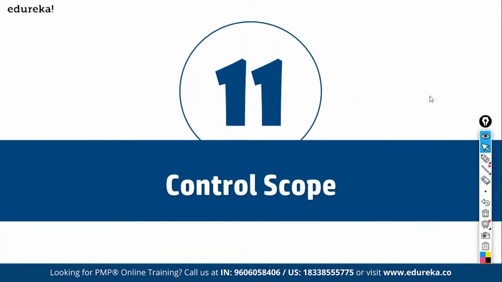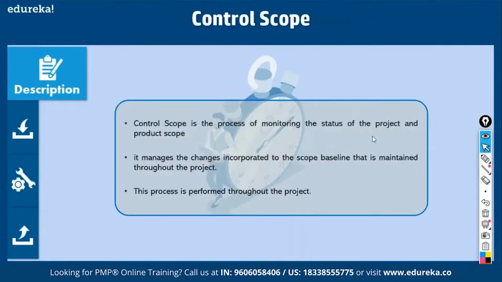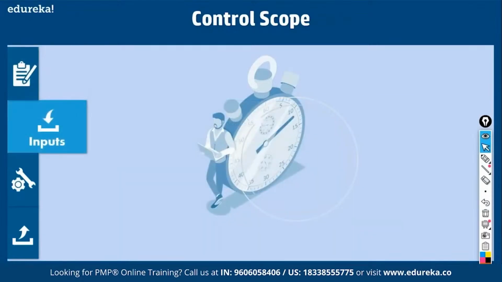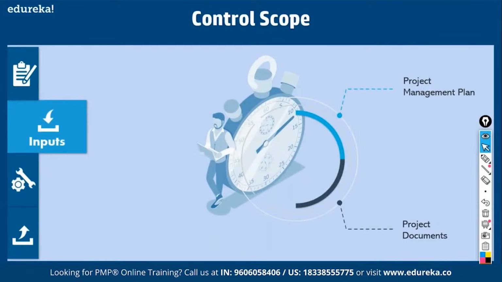Let's analyze this process. So this is a process of monitoring the status of the project and product scope. In other words, how much have we delivered? That's all, right? What are the inputs? Project management plan. Within that, scope management plan. Project documents. What are project documents? Requirement documentation. For example, in the month of March, we are doing variance analysis. We should deliver work packages. How much have we delivered? Well, we have delivered only 20.